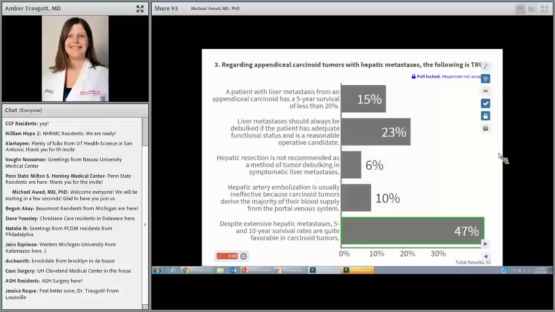Okay, so almost half of you got the correct answer. So carcinoid tumors, even when they're widely metastatic, tend to grow in a rather indolent fashion, even if they're causing symptoms. The next most popular choice was that liver metastases should always be debulked. Always is kind of a strong statement.